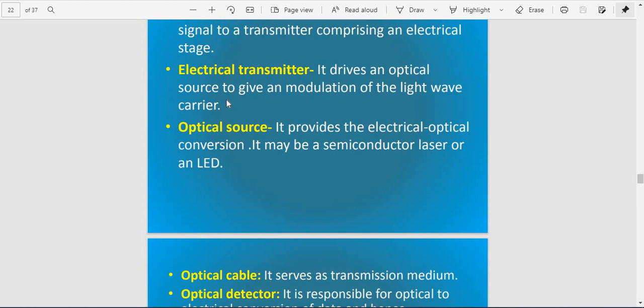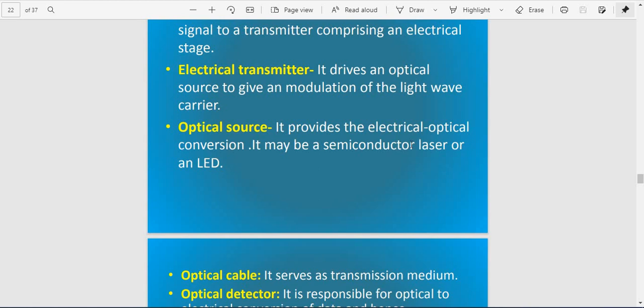So optical sources provide electrical to optical conversion, which requires semiconductor lasers or LEDs, right? Lasers are a single source. We have seen optical fibers are of two types, one is single, another is multiple. When we see single, it is a laser, a single source of light. When we see multiple sources of light, it is LEDs, right? These two concepts are used in optical sources.